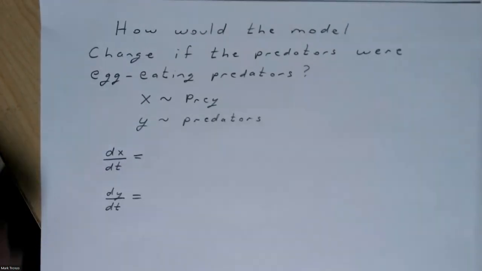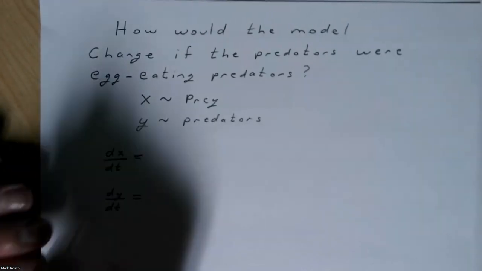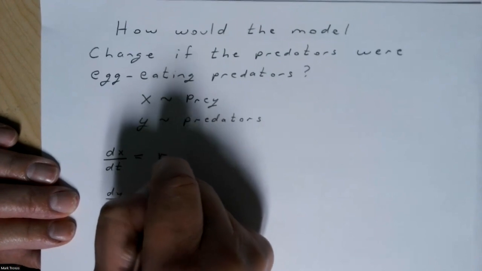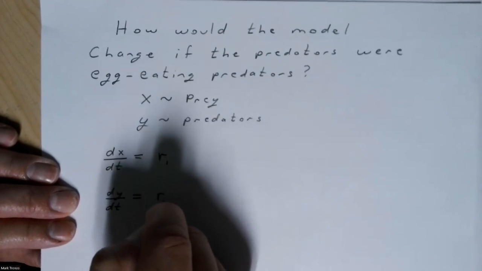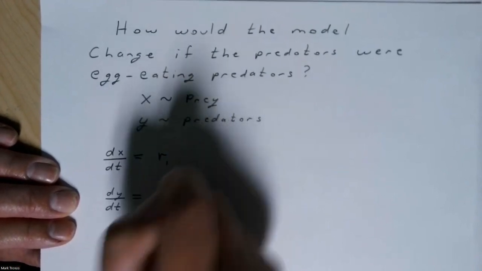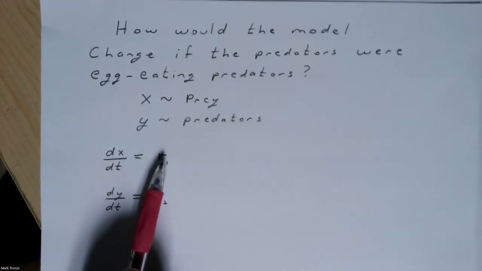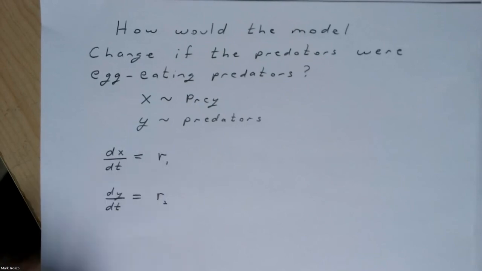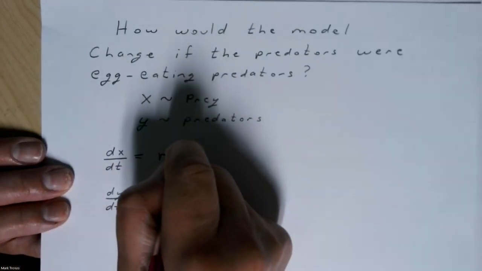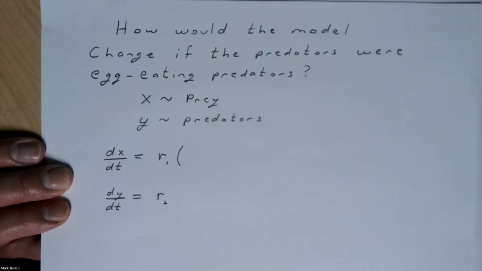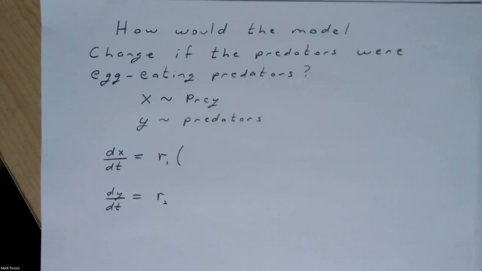So now, just like we did before, we'll have our birth rate of each species. Again, remember this rate here is going to be the net difference between the birth and death rate. And just like before, we're going to have a carrying capacity.